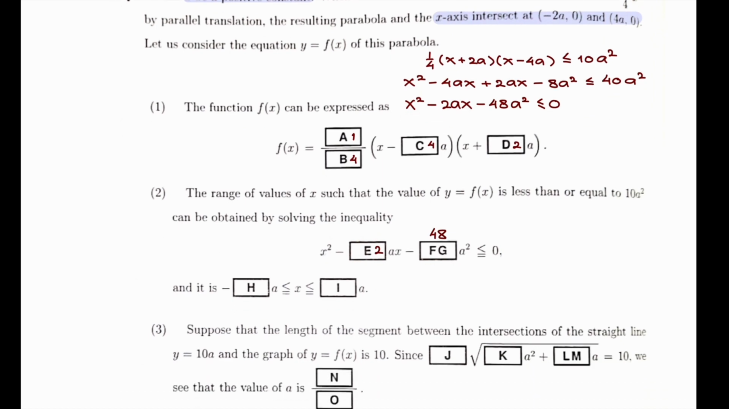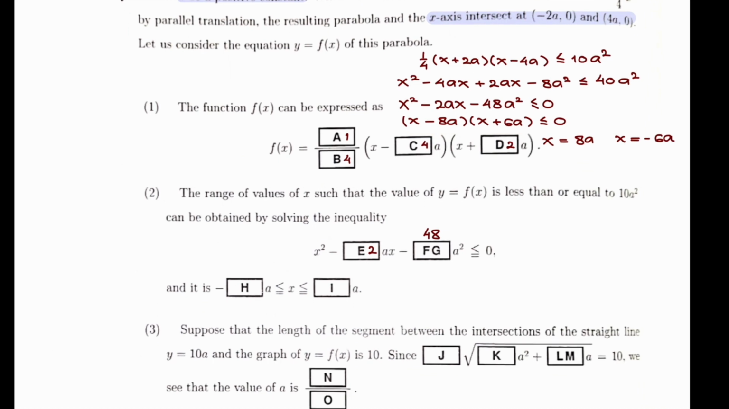If you see from this equation, of course we can factorize it into (x minus 8a)(x plus 6a) less than or equal to 0. Then my critical values are 8a and negative 6a. This is my critical value, 8a and negative 6a. That is my critical value.